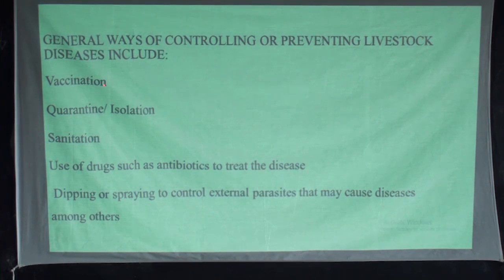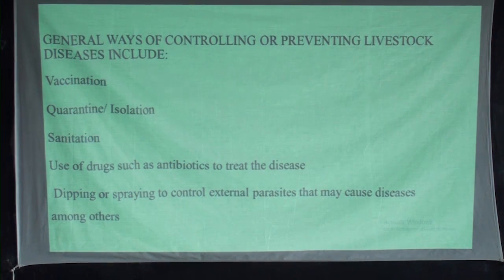In simple terms, one can ask you, how should we control such diseases? Talk of vaccination, as we talked about in the table. Vaccinate, introduce drugs to animals to give them immunity against diseases, and then quarantine or isolation: keep your animals in separate structures, those which are sick apart from those which are not sick. Then sanitation is very important. Keep hygiene of the farm to avoid the spread of infectious diseases like anthrax and foot and mouth disease.